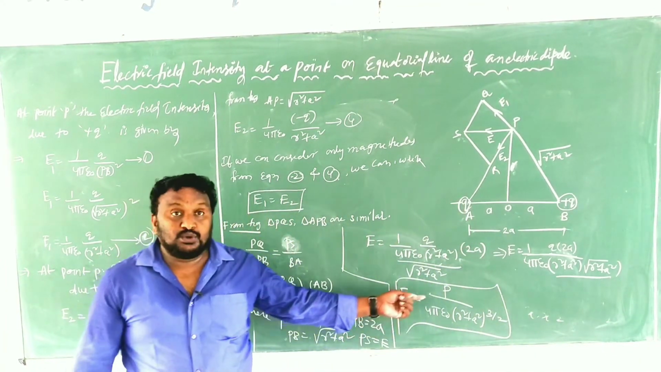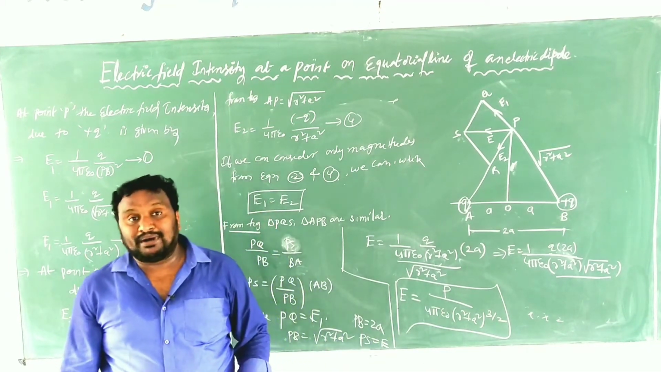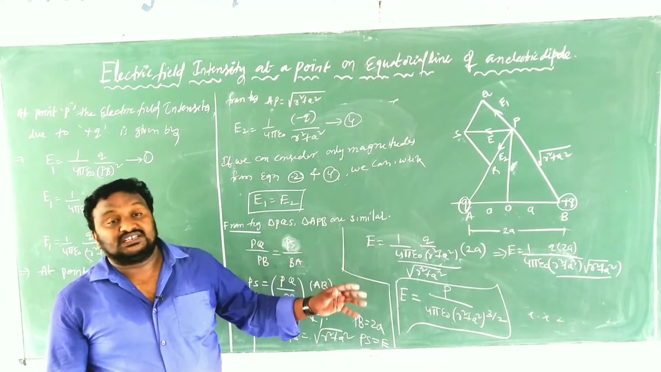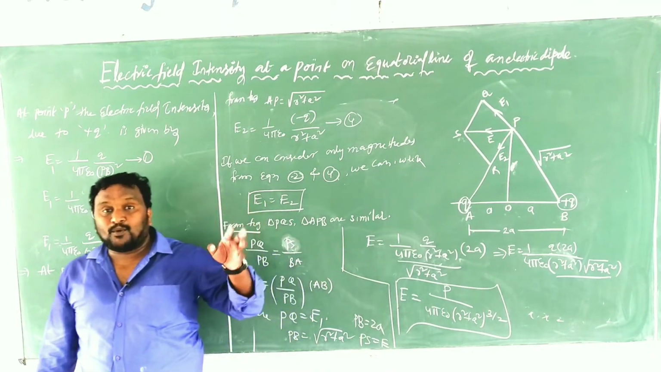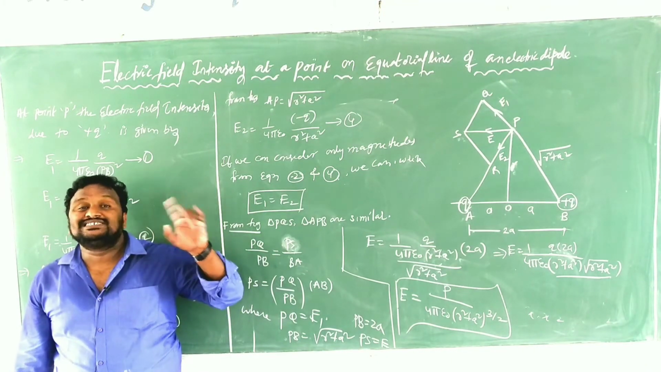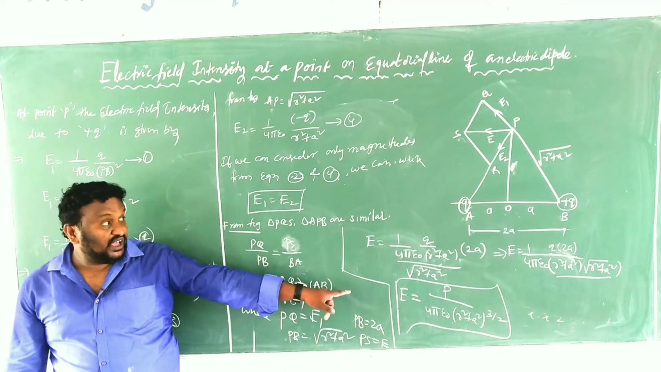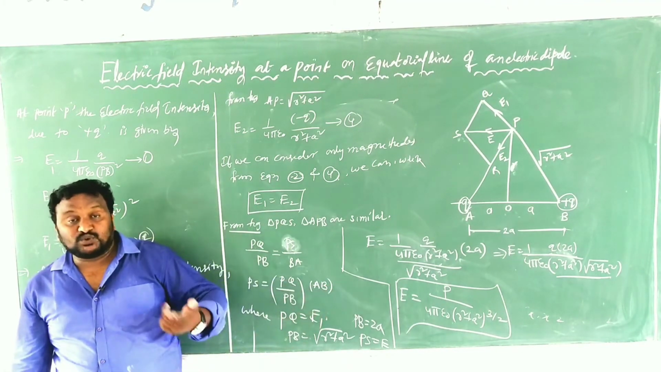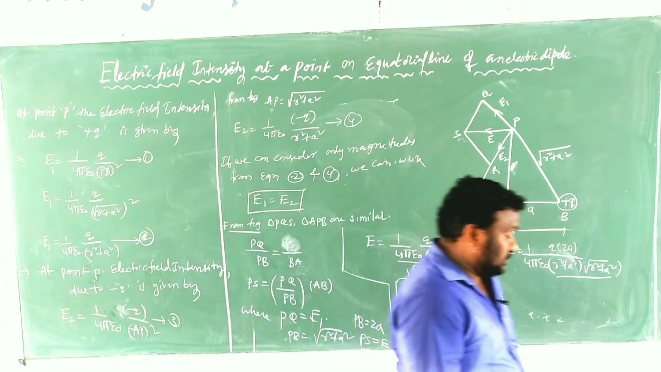E is equal to P by 4 pi epsilon naught (R square plus A square) whole power of 3 by 2. This is the expression for electric field intensity at a point on the equatorial line of an electric dipole. So this is for 4 marks. And here we have one special case. Let's go for that. Before going to that, see once again, a very simple and very important question, children.